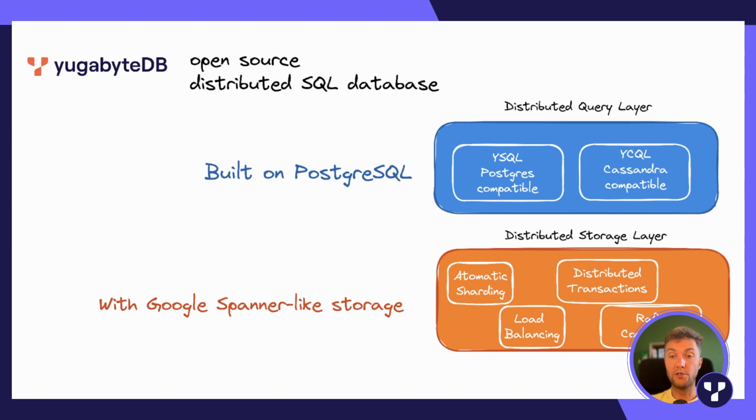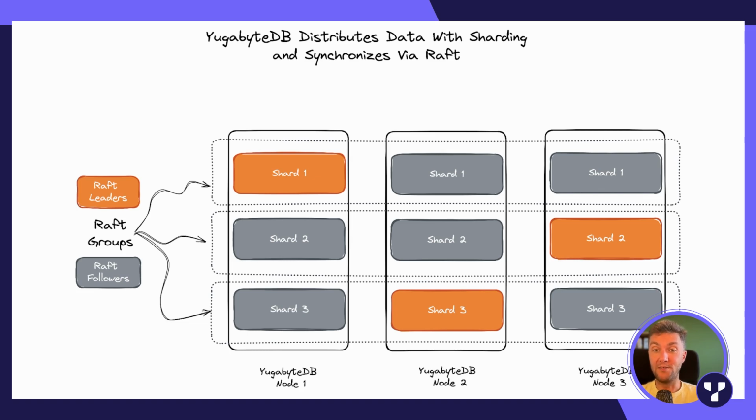YugabyteDB is an open source distributed SQL database. It's built on PostgreSQL, and it comes with a distributed storage layer. It has 2 components. It has distributed query layer, and this is basically PostgreSQL source code with enhancements. And its distributed storage layer supports distributed transactions. It shards all your data, it load balances all of your requests, and it makes sure that everything is consistent, because it implements the Raft consensus. Let's see how YugabyteDB handles data distribution and how it synchronizes changes.